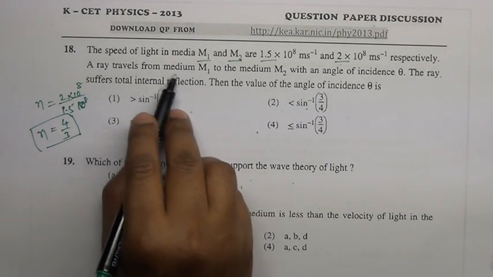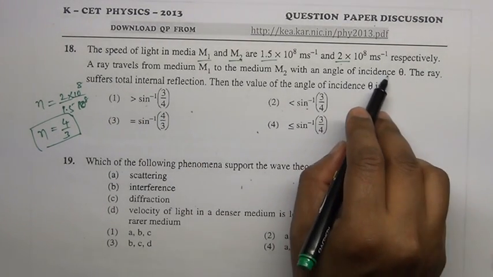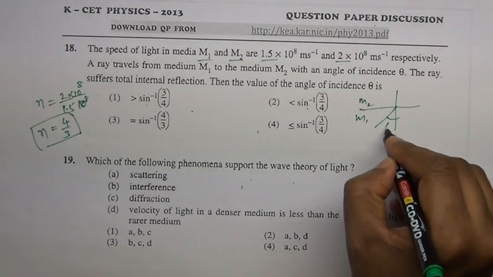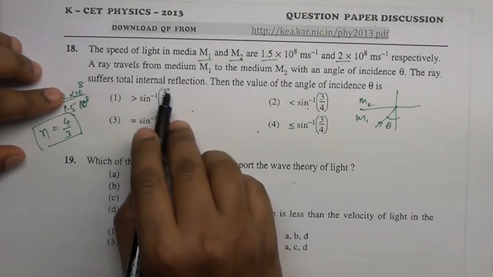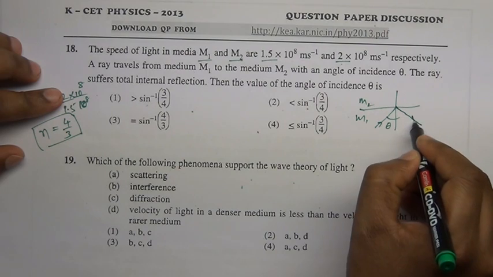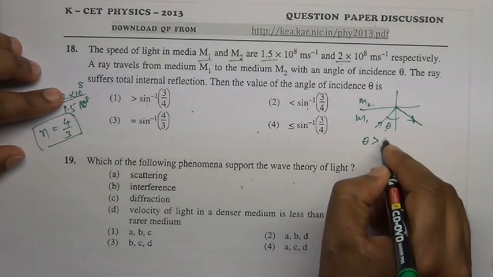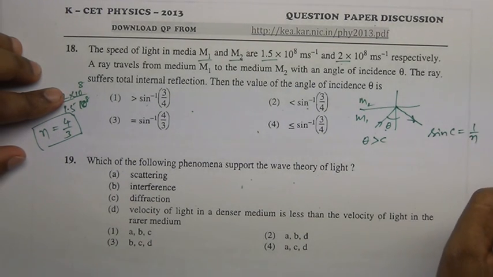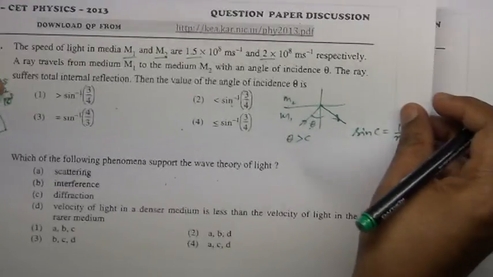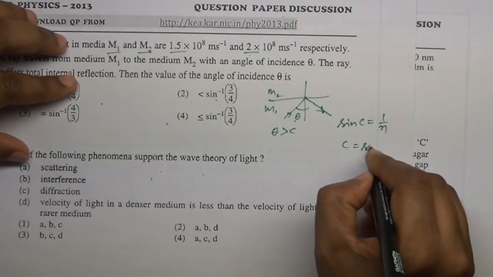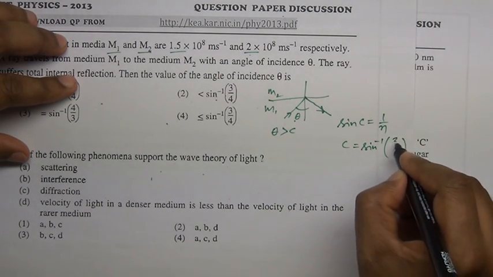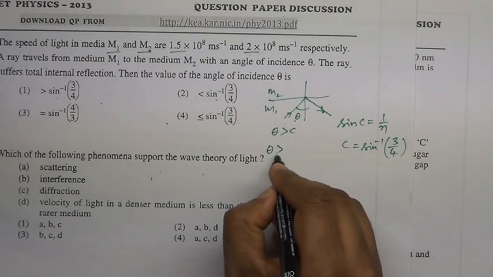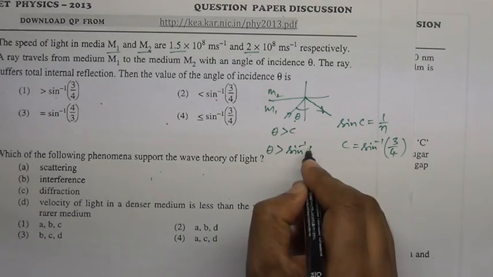A ray travels from medium 1 to medium 2 with an angle of incidence theta. This is the angle of incidence theta. The ray undergoes total internal reflection, means this theta should be greater than c. But sin c equal to 1 by refractive index. Therefore c equal to sin inverse of 1 by refractive index, which is 3 by 4. Therefore theta should be greater than sin inverse of 3 by 4 is the answer.